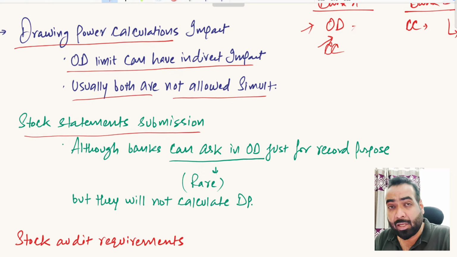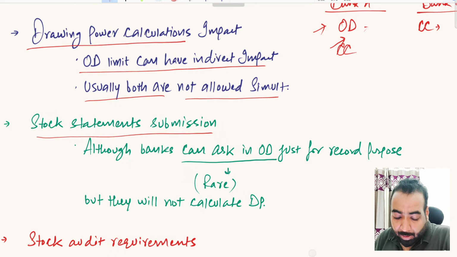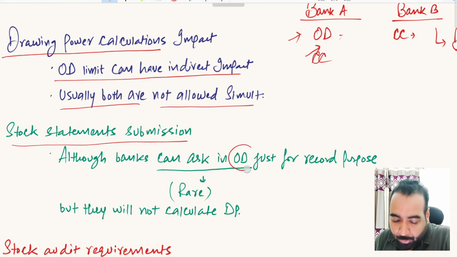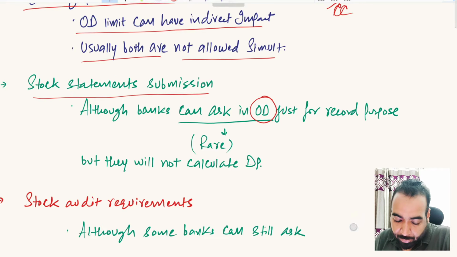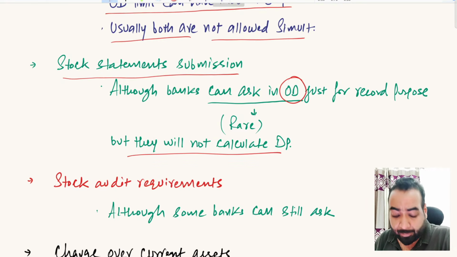Yes, for smaller limits, banks can give you some extra benefit, like they can take a quarterly stock statement from you instead of monthly. This much benefit can be given by the banks, but they cannot waive off the requirement of submission of stock statement, right? Although some banks in OD cases also, I have seen practically, demand stock statement submission, but it is very, very rare. Even if they demand stock statement, it is just for their monitoring purpose only. They don't do any drawing power calculations on the basis of that stock statement, right? They will not calculate any drawing power by itself.